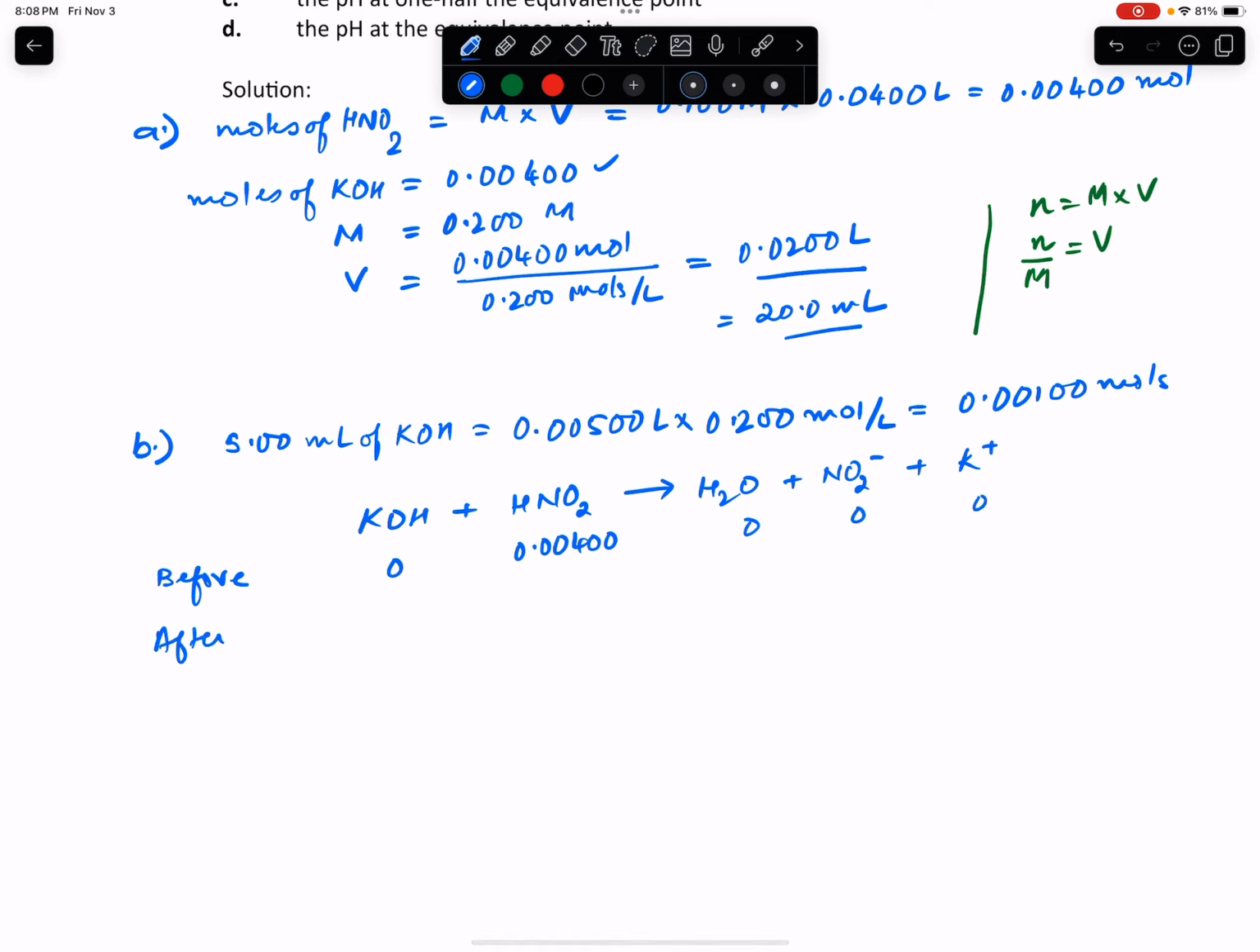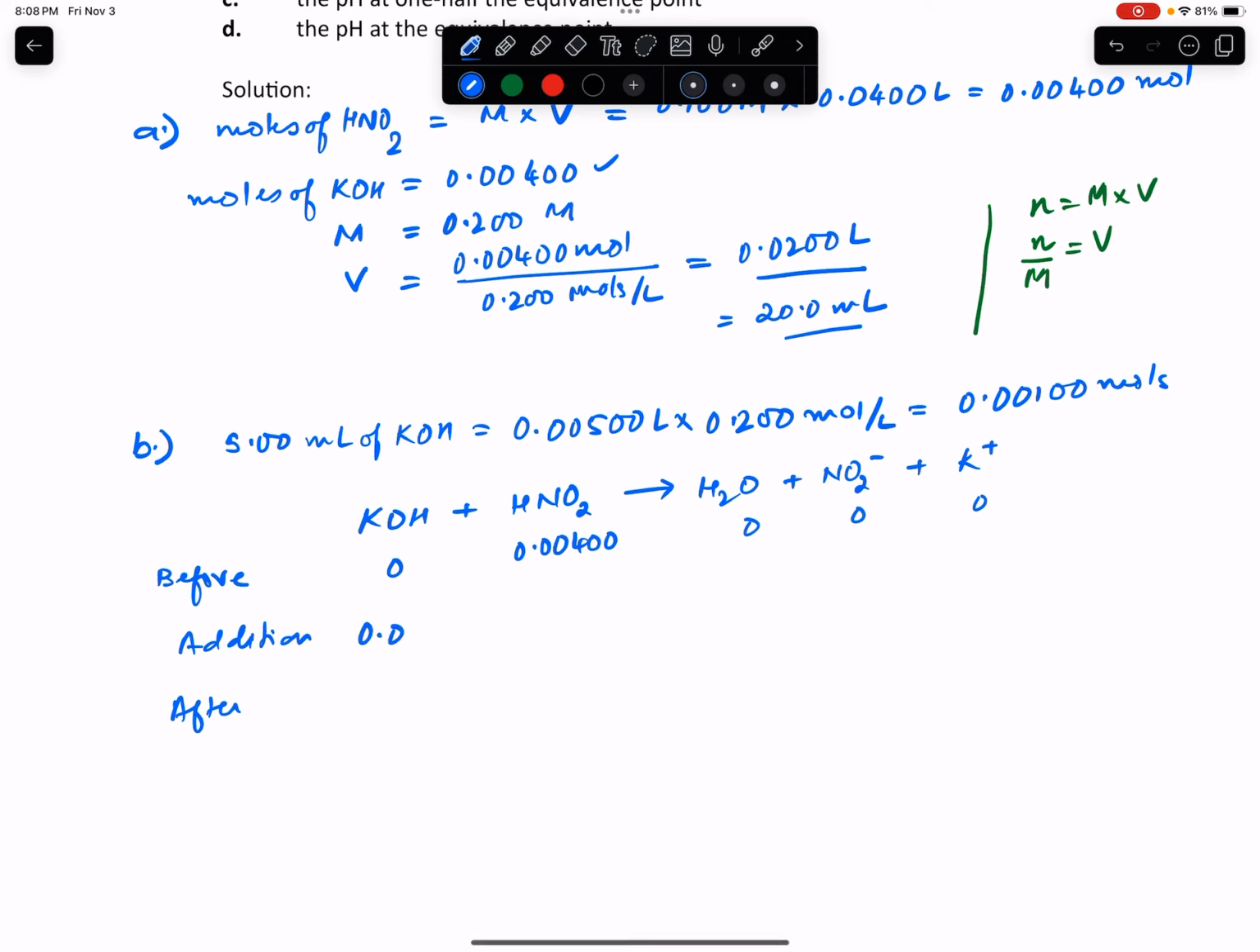After addition, well, not after, so we'll add the after later on. We'll first write the addition. So when we added, what did we add? We added 5 ml, so that corresponded to 0.00100 moles.